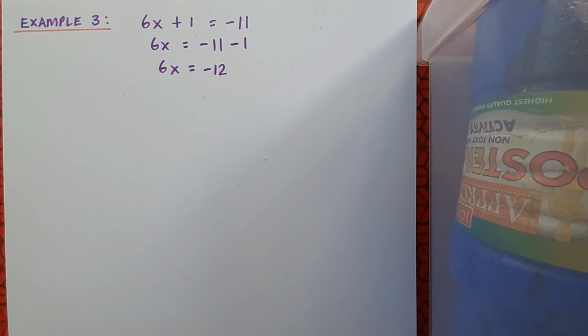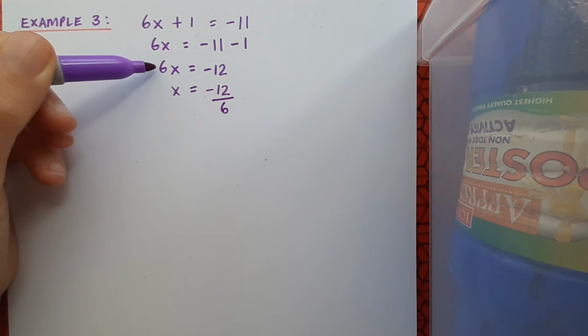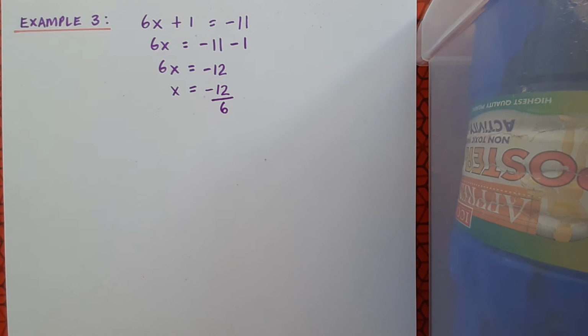Now I want to get the x by itself, so I keep the x on the left-hand side. The minus 12 is already on the right, and the 6, which was multiplying as the coefficient on the left, comes across and divides on the right-hand side. And now I can evaluate this, and my solution is x equals minus 2.